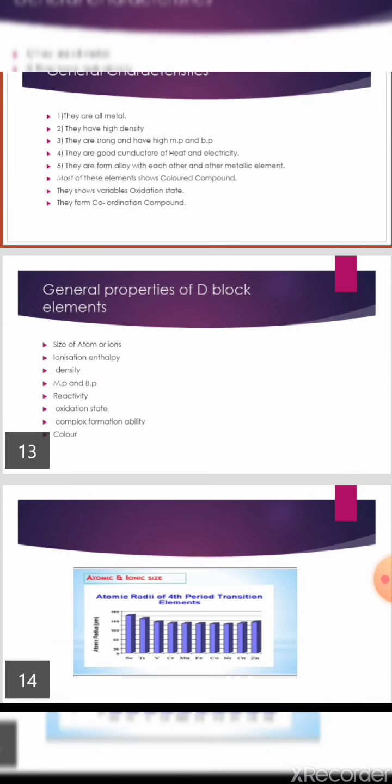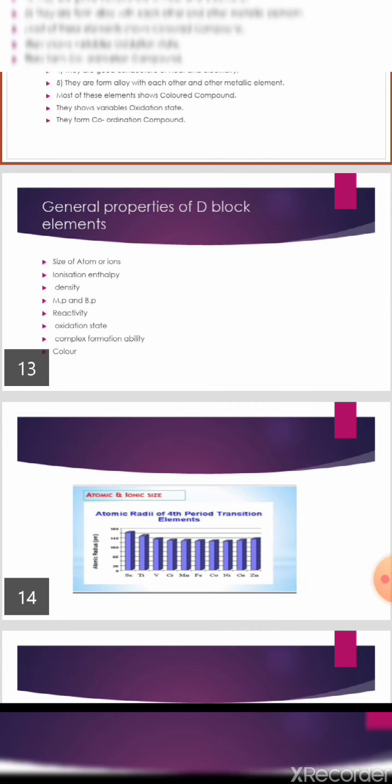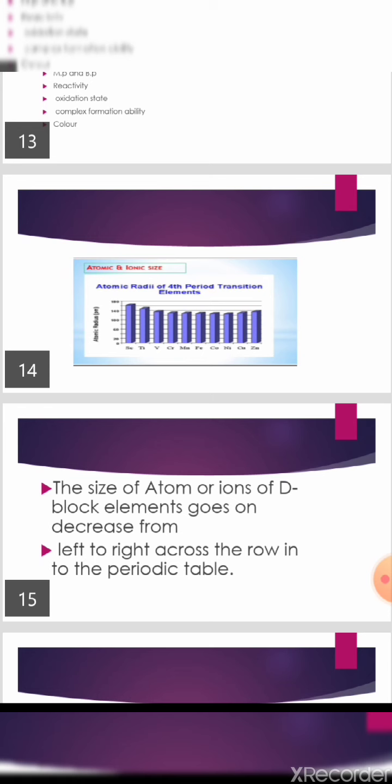Next one is the general properties of d block elements. First property is size of atom or ion. Second, ionization enthalpy. Third one is the density. Next, melting point and boiling point, reactivity, oxidation state, complex formation ability, and the color. So let's see the first, size of the atom or ion.